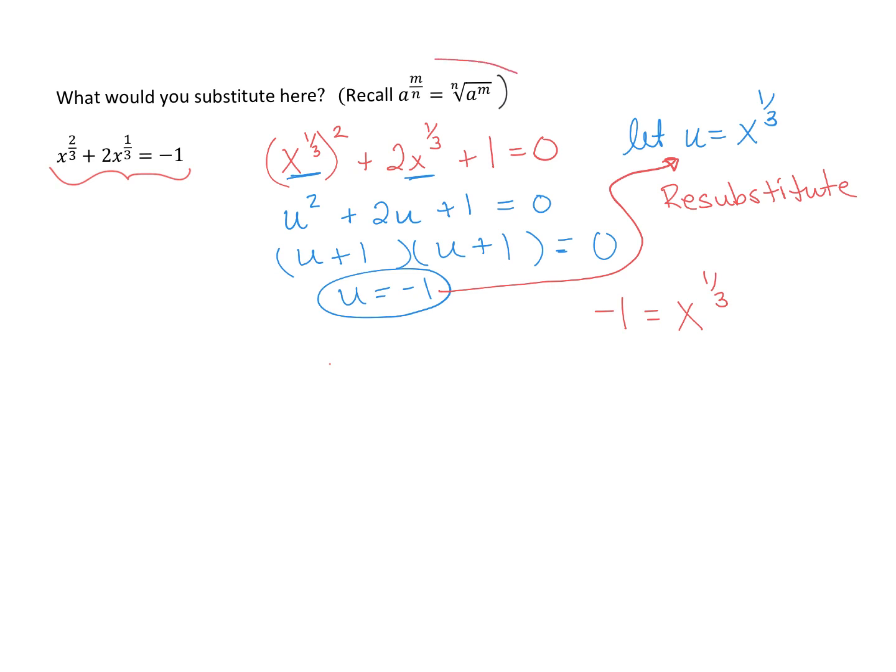So I wrote a little note up here. When you have a fractional exponent, remember that the denominator becomes your index. So in this case, we get -1 is the cube root of x. This is a radical equation like we talked about previously. So we're going to raise both sides to a power. And we'll get -1 equals x.